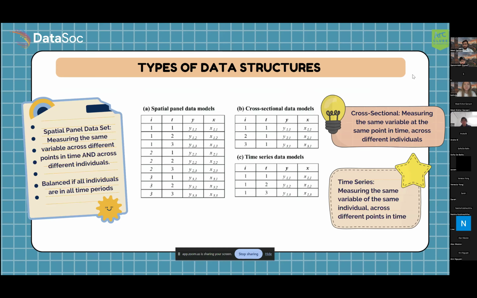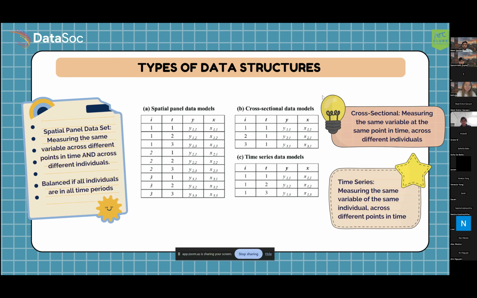And then we also have types of data structures. We have 3 types of data structures. I'm going to discuss the cross-sectional data models first. A cross-sectional data model measures the same variable at the same point in time across different individuals. For example, right now, let's see the temperature in your suburb right now. And then time series data models measure the same variable across the same individual, across different points in time. For example, we measure the temperature in your suburb, let's say Randwick, across different years from 2020, 2021 until 2024.